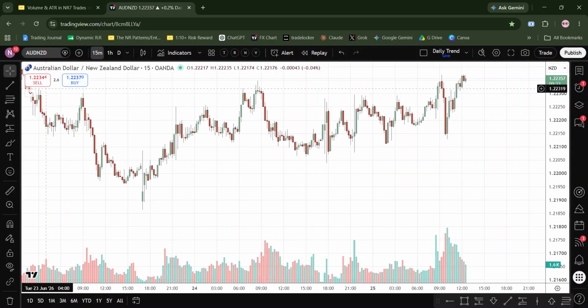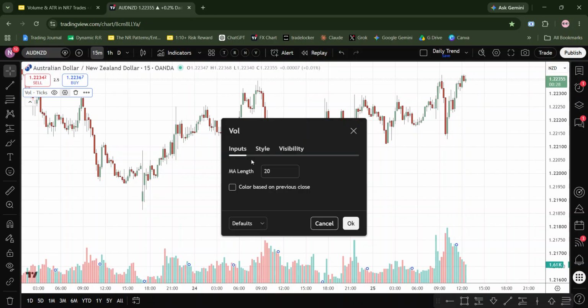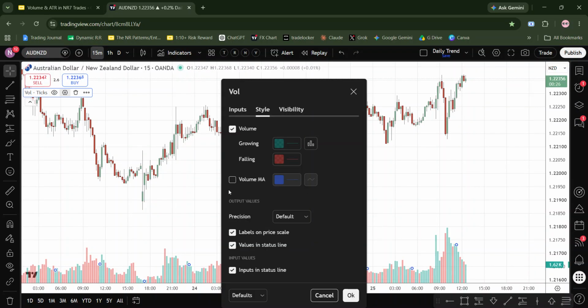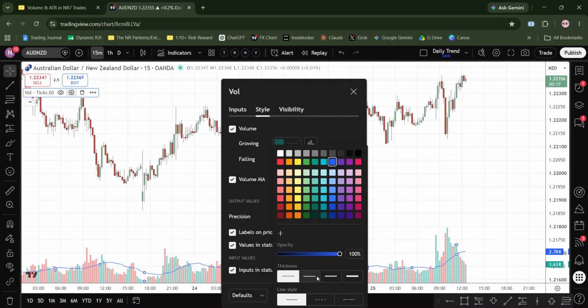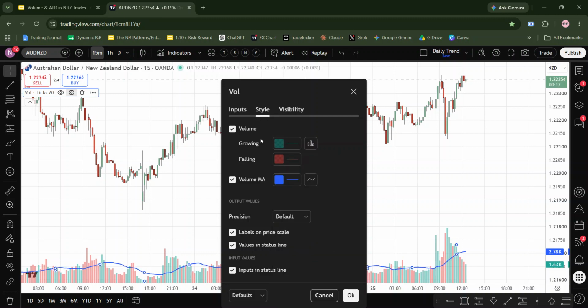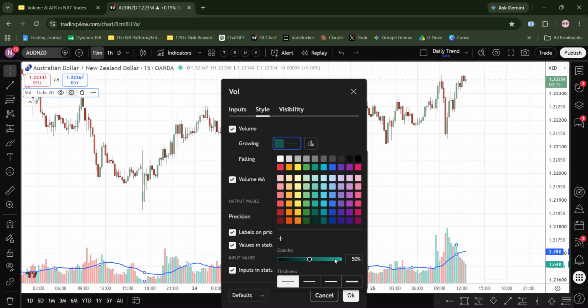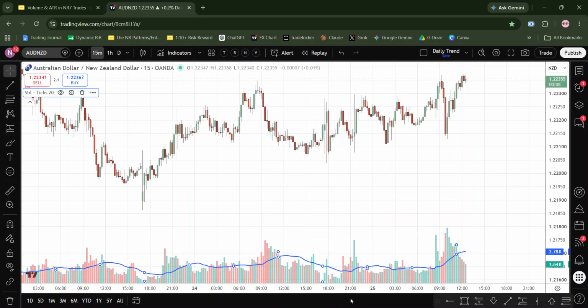The only other thing you're going to want to do is go to the settings, and go to Volume MA and click that, and that will put a moving average on this indicator. I like to make it a little thicker, and I like to make the candles a little more opaque as well. That's just me, you don't have to. But that's that. Our only focus is going to be candles that are above average, above the average, this blue line here.